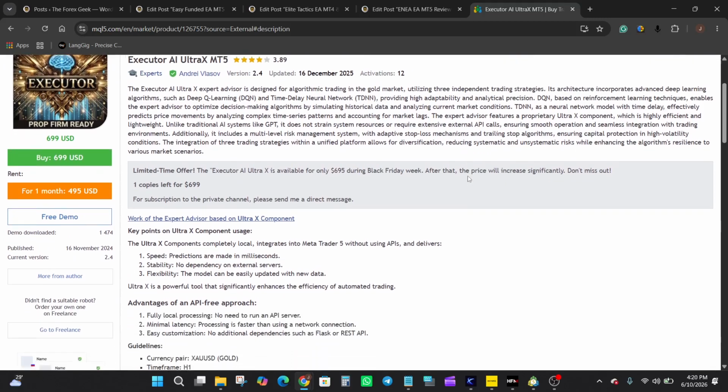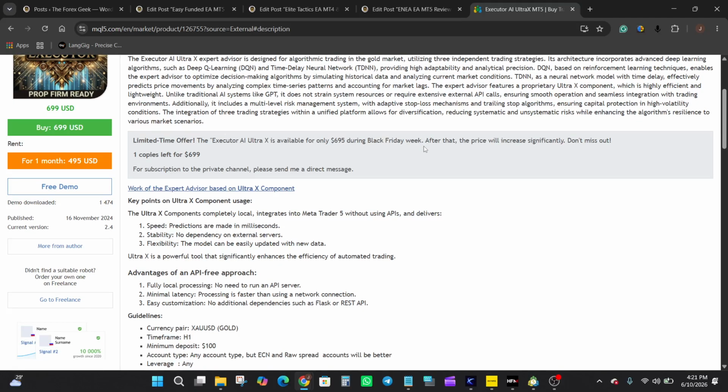Looking through the features section, the EA includes adaptive stop loss functionality, trailing stop management, and a multi-level risk management system. Each trade is protected with a stop loss, and there is also built-in automatic lot calculation for risk management. The developer specifically states that the system does not use grid trading, martingale, or other high-risk recovery methods.